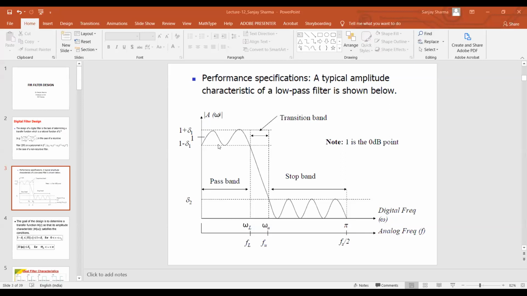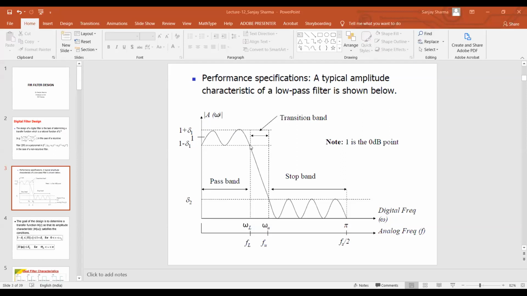Now, how much ripple is present in the pass band, right? Let's say that the ripple is delta 1. So above 1 here will be 1 plus delta 1, and below will be 1 minus delta 1. So 1 plus delta 1 to 1 minus delta 1 will tell you how much ripple is present in the pass band.